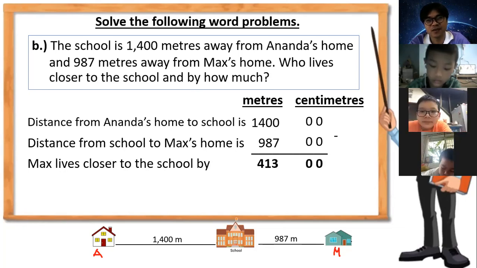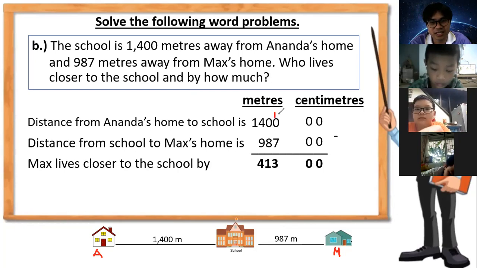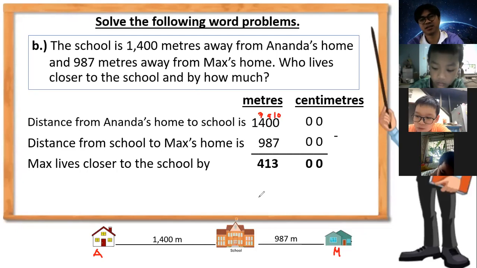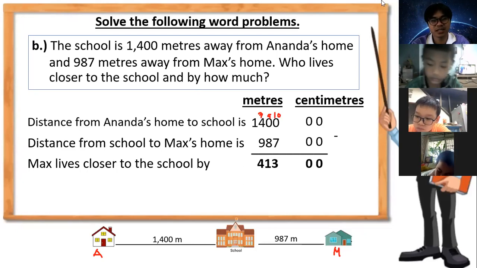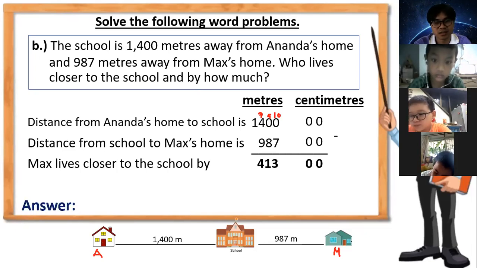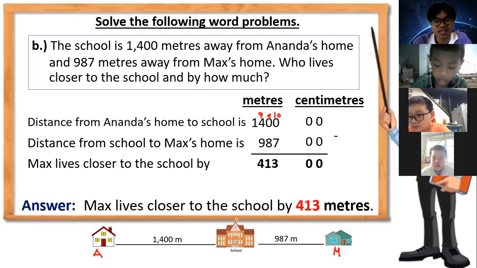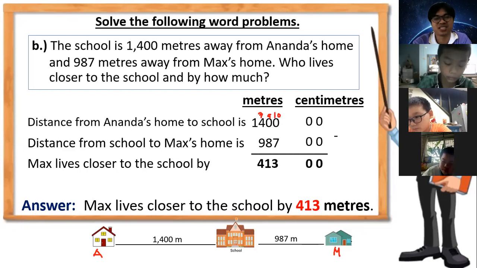413. Okay, 413. 10, borrow, becomes 9, becomes 3. Okay, so 10 minus 7 is 3. 9 minus 8 is 1. 13 minus 9 is 4. So we have here 413 meters. And then Max lives closer to the school by 413 meters.